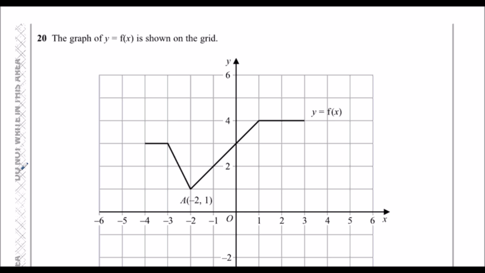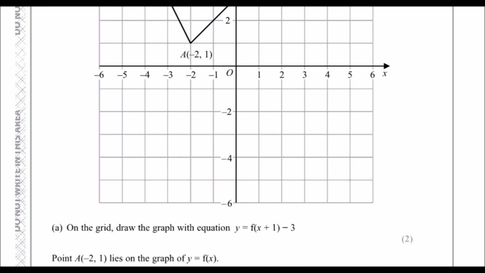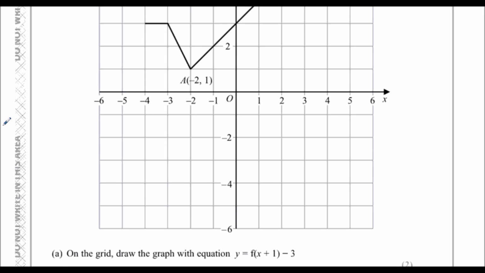Question 20. The graph of y equals f of x is shown on the grid. Draw the graph with equation f of x plus 1 inside the bracket, then minus 3 outside the bracket. So inside the bracket changes the x, and it does the opposite to what it says. So inside the bracket changes the x, and it says plus 1. So we're going to go minus 1. We're going to go to the left one.